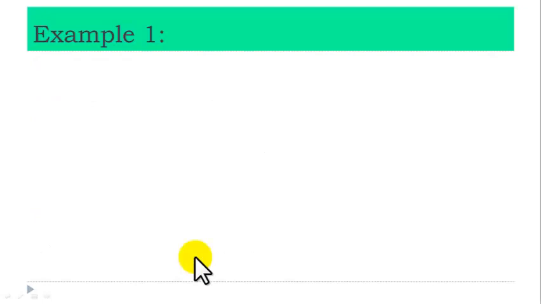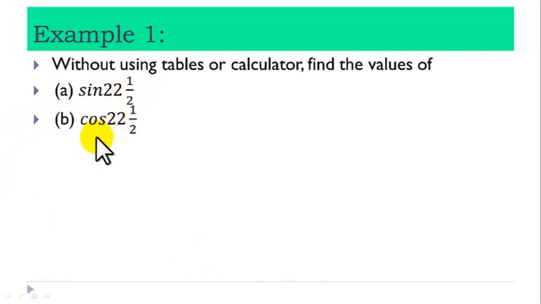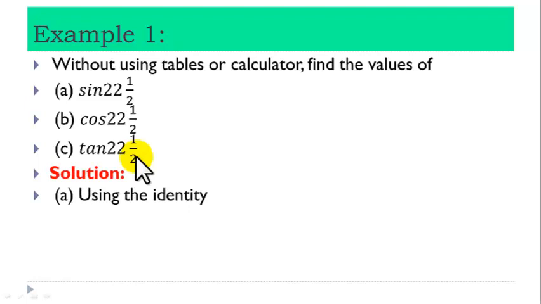Example 1. Without using tables or calculator, find the values of (a) sin 22 and a half, (b) cos 22 and a half, and (c) tan 22 and a half. Solution. Using the identity cos 2a equal to 1 minus 2 sine squared a, let us put a equals to 22 and a half.